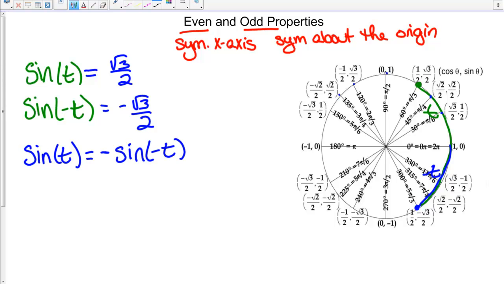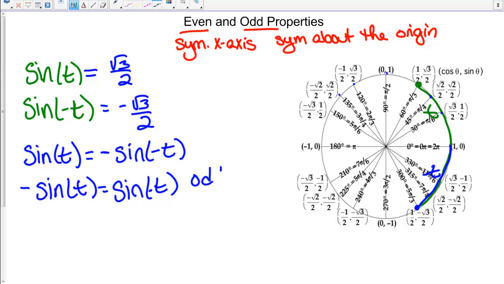Or we can rewrite this as negative sine of t equals sine of negative t. And if you remember, this means a function is odd because negative f of x equals f of negative x. So that means we're symmetric about the origin.